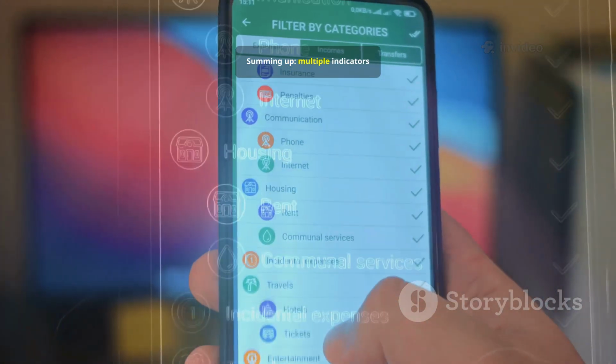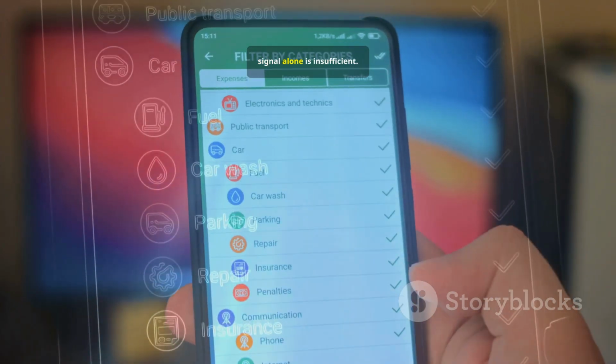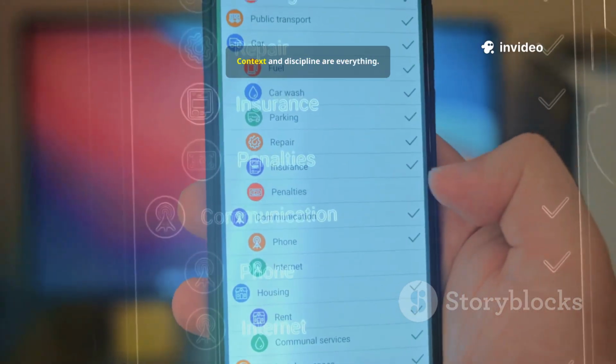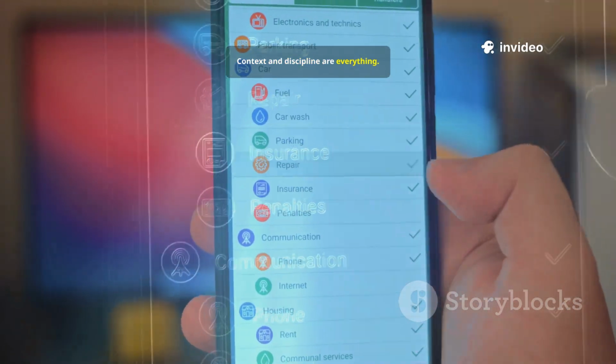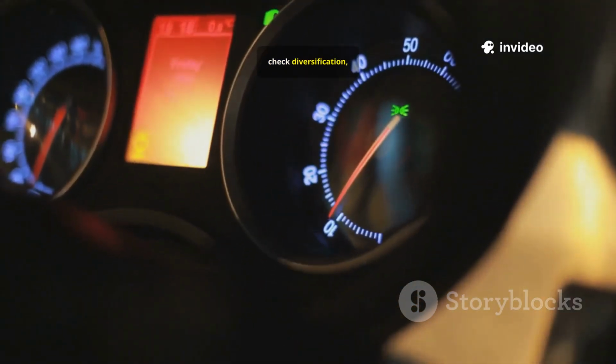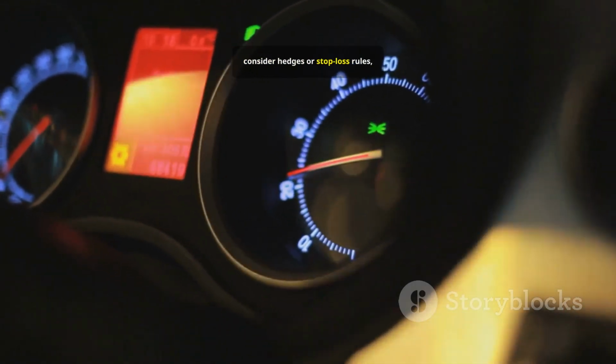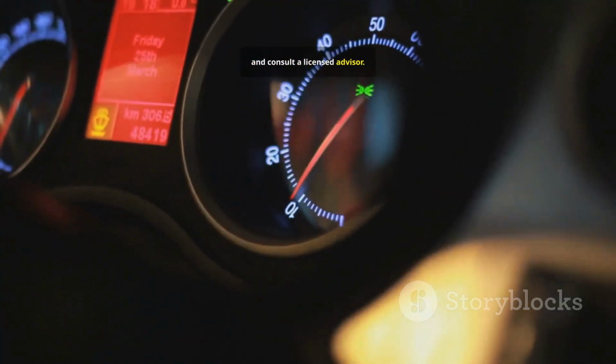Summing up, multiple indicators aligning raise the odds of trouble. One signal alone is insufficient. Context and discipline are everything. Practical steps: rebalance risk, check diversification, build a cash buffer, consider hedges or stop-loss rules, and consult a licensed advisor.